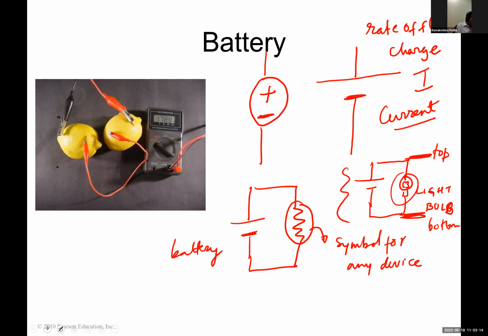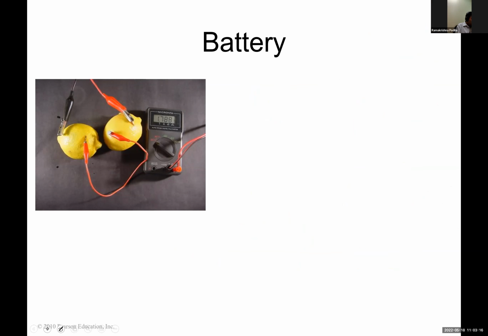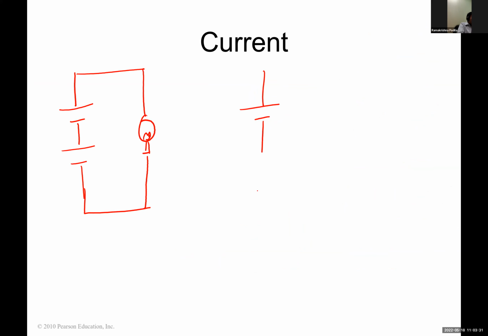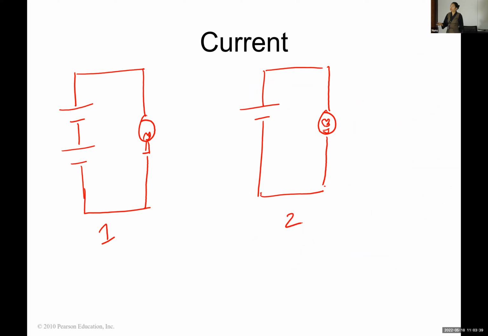Okay, so now let's see something else. So if I put one battery and another battery and put a light bulb, versus if I have only one battery and the same light bulb, which one would have more charge flowing? The first one or the second one?